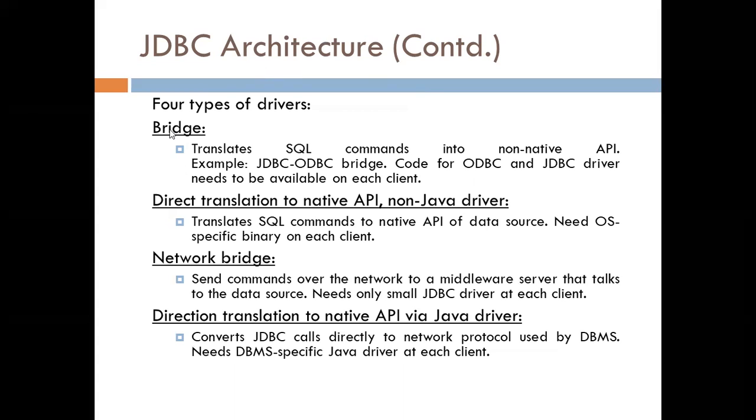So these are the four types of driver depending on the platform of Java and the platform of DBMS and where it is residing. So in the bridge, it is expected to be on the same machine or a different platform. So one is JDBC, another one is ODBC. In the second method, it is a direct translation. But here, the application and data source are assumed to be on the same machine. Network bridge, where JDBC will communicate with just a middleware server, and the server will take care of the connectivity with the database. And in the fourth one, it's a direct translation.